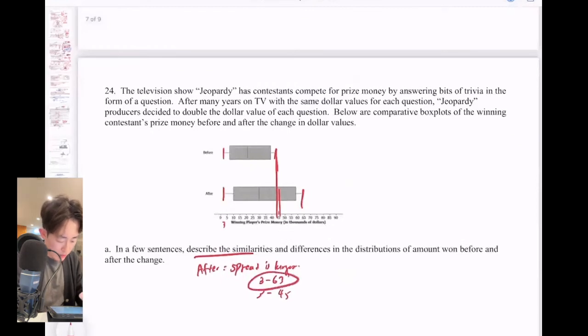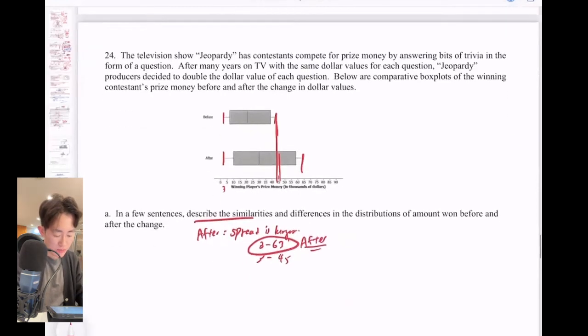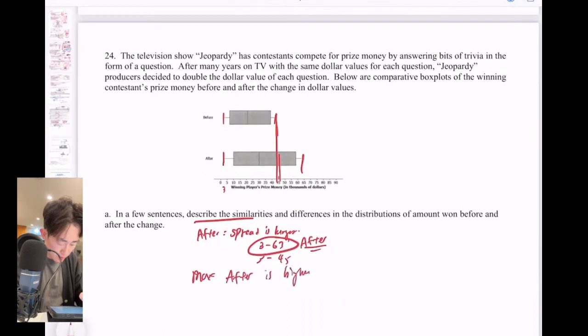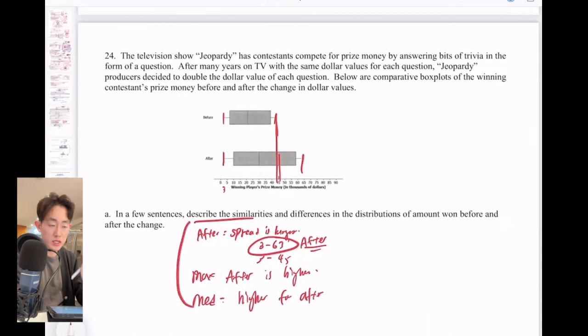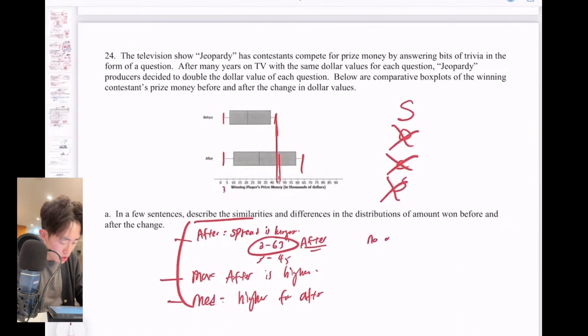So we want to say that for after, it's definitely higher. Another thing, max is higher for the after. And again, median is also higher for after. Now, you're not going to do this on free response. I'm just going to give you some bullet points that you will need to address. Please put them in complete sentences. So we talked about center, the median, the spread also. There are no apparent outliers for both, which could be our similarities.